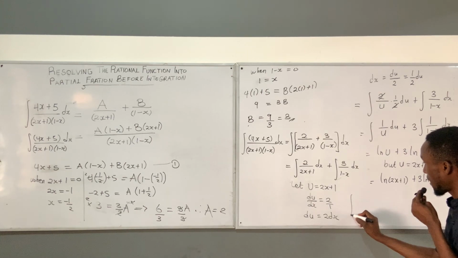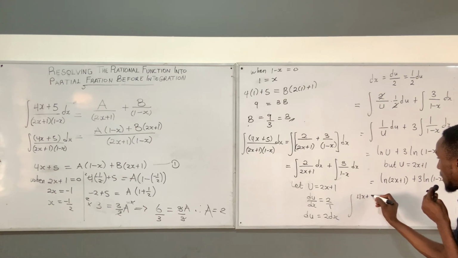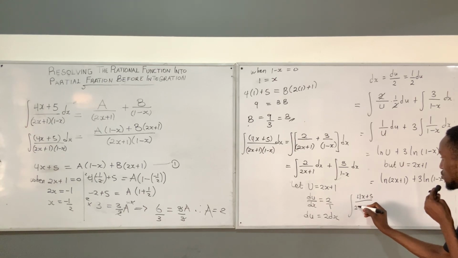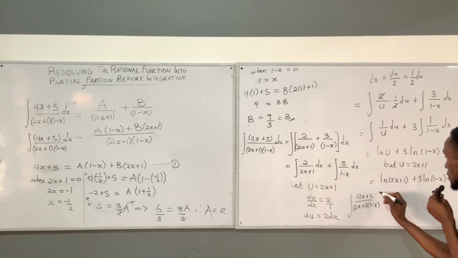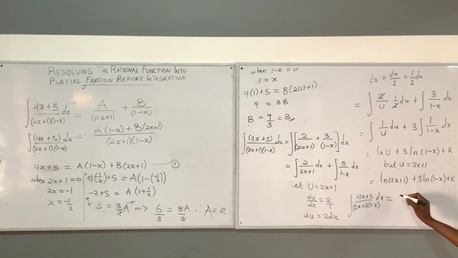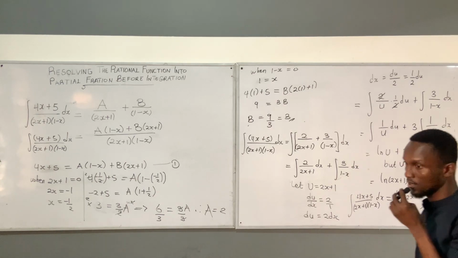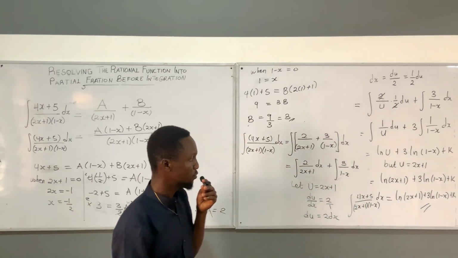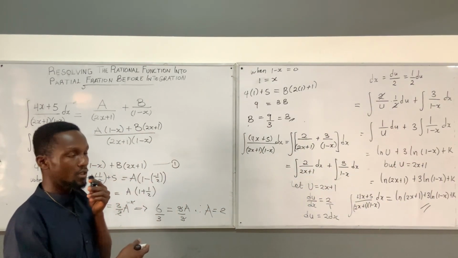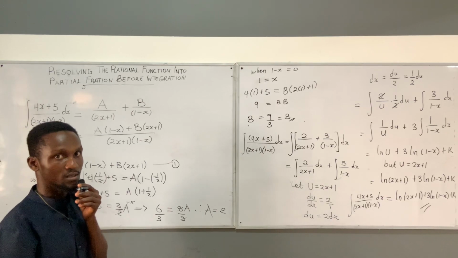So the integral of 4x plus 5 divided by 2x plus 1 minus x dx is giving us the natural log ln 2x plus 1 plus 3 ln 1 minus x plus k, which is the constant of integration. So this is how you resolve a rational function into partial fractions before you integrate.